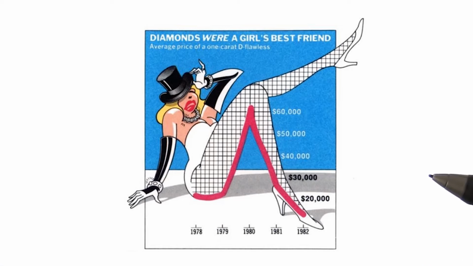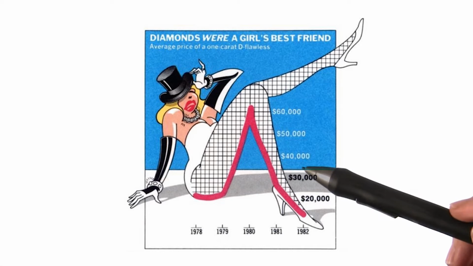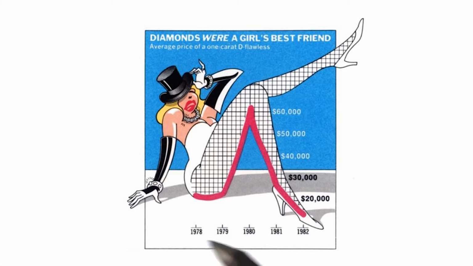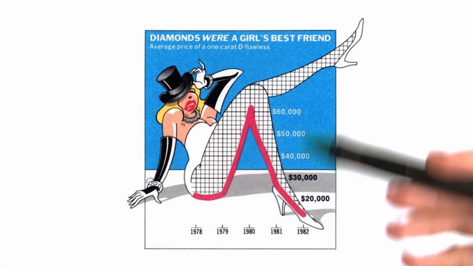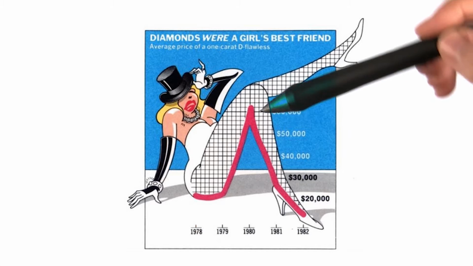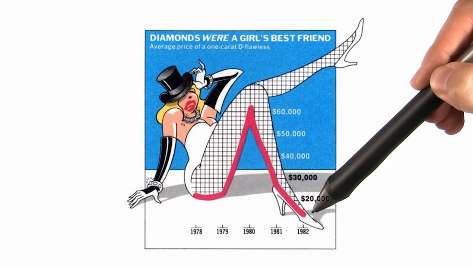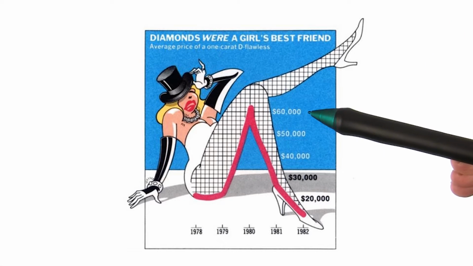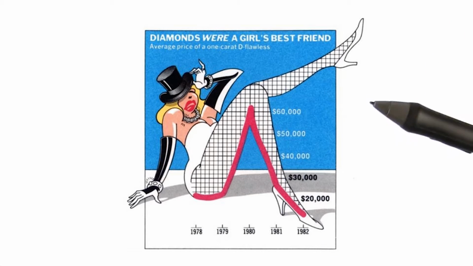Let's look at one more example. In this visualization, we are looking at the average price of 1-carat diamonds between the years of 1978 and 1982. What this is trying to convey is that while the price of diamonds peaked in 1980, there's been a sharp decline in the 2 years leading up to 1982. We can see here that the price has fallen from $60,000 to $20,000 given the decreasing demand.